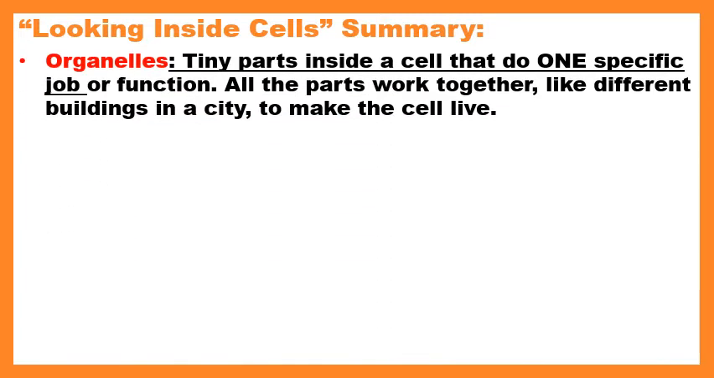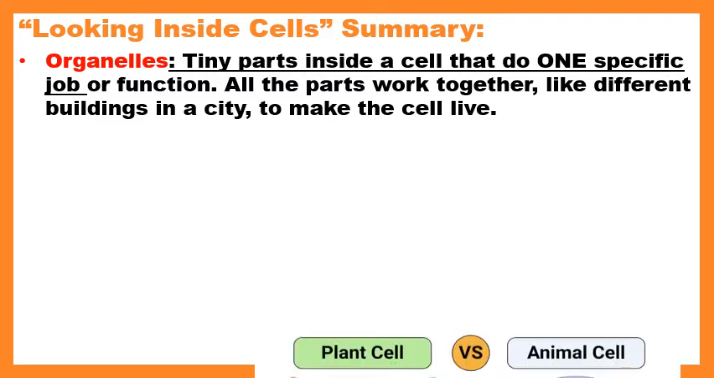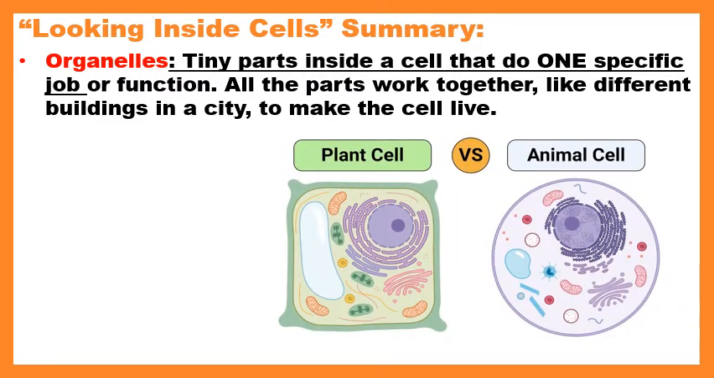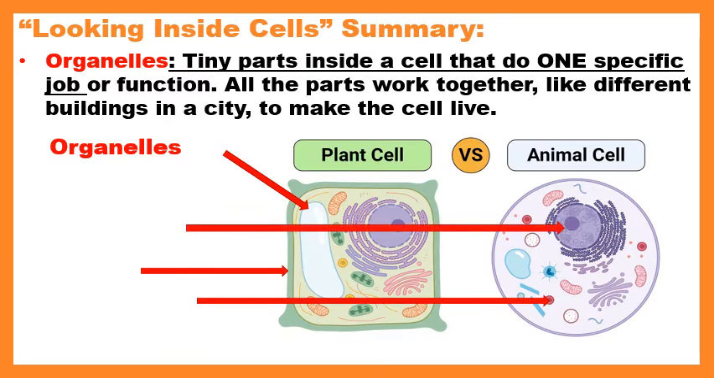All right, so today we're going to learn about organelles, which are tiny parts inside a cell that do one specific job or function. All the parts work together like different buildings in a city to make the cell live. So you can think of organelles like different buildings in a city. You've got your hospital, your bank, your fire department, your post office, and they all work together to make the city run. So organelles are the same. If you look inside the cell, not on the outside, but on the inside, you see all these different shaped and colored structures. These are organelles, and we're going to learn about some specific organelles today.